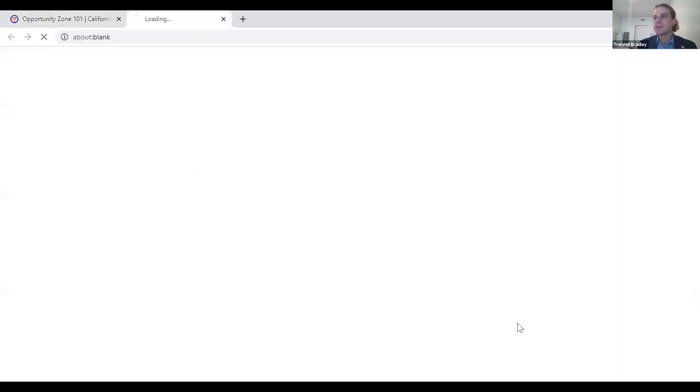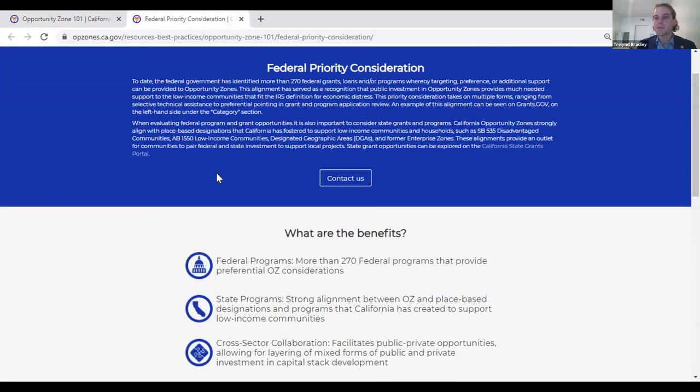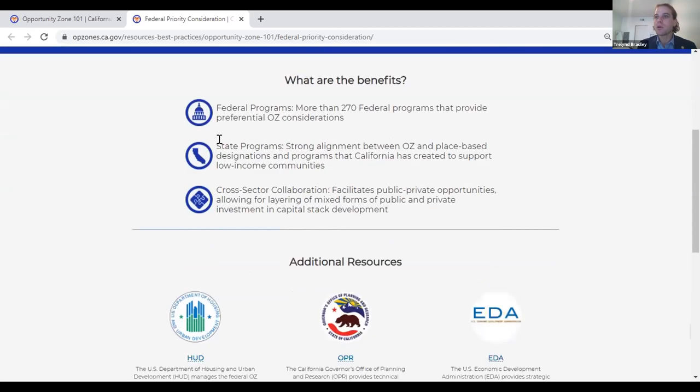And then the last thing is the federal priority consideration, which I'm just going to open up this tab specifically because I think it's something that a lot of communities have leveraged in the pandemic. And that is that more than 200 federal programs and grants have that alignment and preferential pointing consideration, considering so much federal funding has been released via grant means or other means. There have been a lot of communities that have been looking to leverage this.